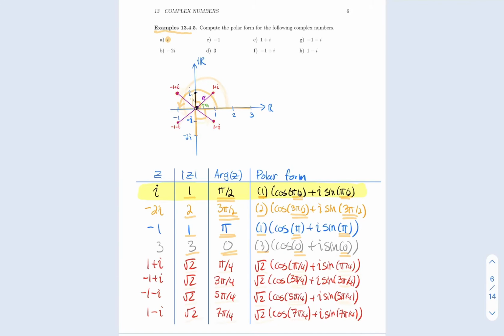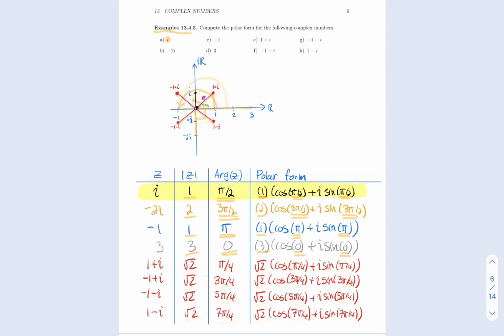And then for the last 4 examples: 1 plus i, minus 1 plus i, minus 1 minus i, and 1 minus i. First thing you can realize is that all these complex numbers are at the corners of a square where the base and the height are 1. So the distances between these points and the origin are all root 2. So the absolute values of these 4 complex numbers are root 2.